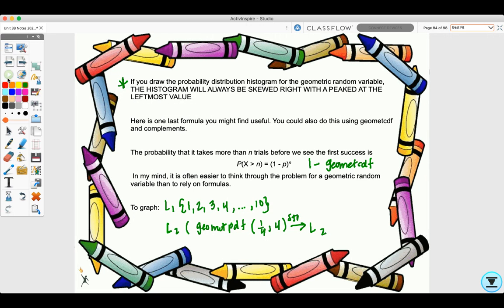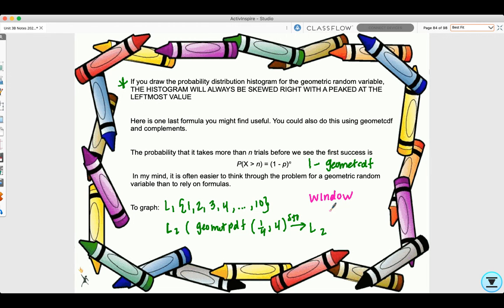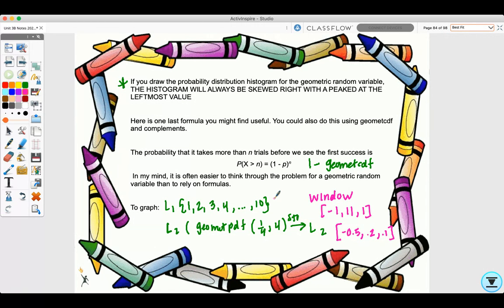And when you want to see this in your window, for your window, you would just go from -1 to 11 for your x values, with a scale of 1 if you went from 1 to 10, if you wanted to see 10 trials. And then for your y values, you go from -0.5 to 0.2, and you go by 0.1. And you like to see a little bit of negative, and why I did 0.2 is my first one was at 0.167. So that's pretty close to 0.2. So that's where my max would be. And then I decreased by 0.1.